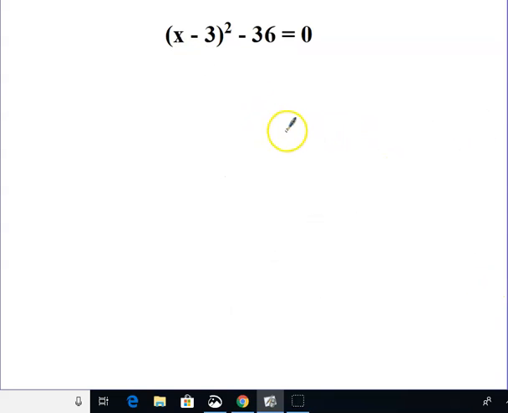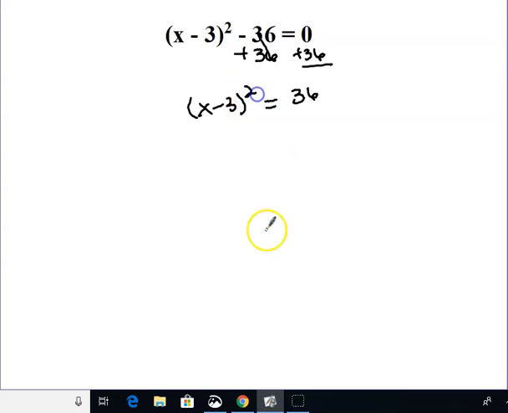In a problem like this, you're working it the same way. I see a square in my problem. I see only this one x. I can isolate this parenthesis by moving the 36 over. And once you have your parenthesis isolated, get rid of the square. A square and a square root cancel each other out. Square root of 36 is actually plus or minus 6.